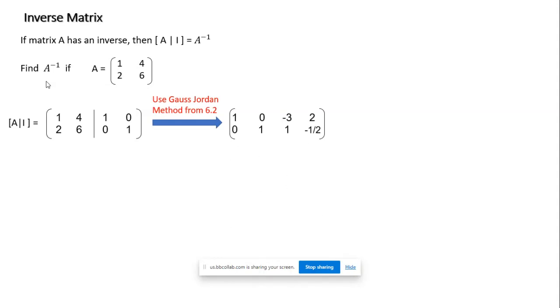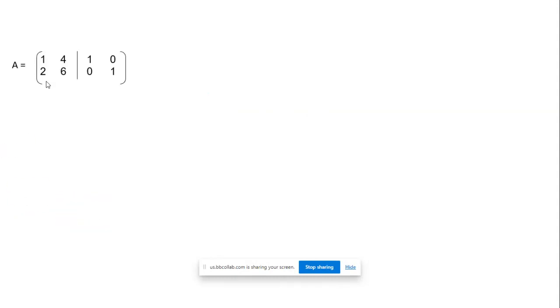So what you do is you want to make the left side look like the right side. You simplify the matrix using those steps to make the left side look like the right side. And when you make the right side look like 1, 0, 0, 1, the other side is now your inverse. So here the inverse of matrix A is -3, 2, 1, and -1 half. Let's go ahead and do the steps.